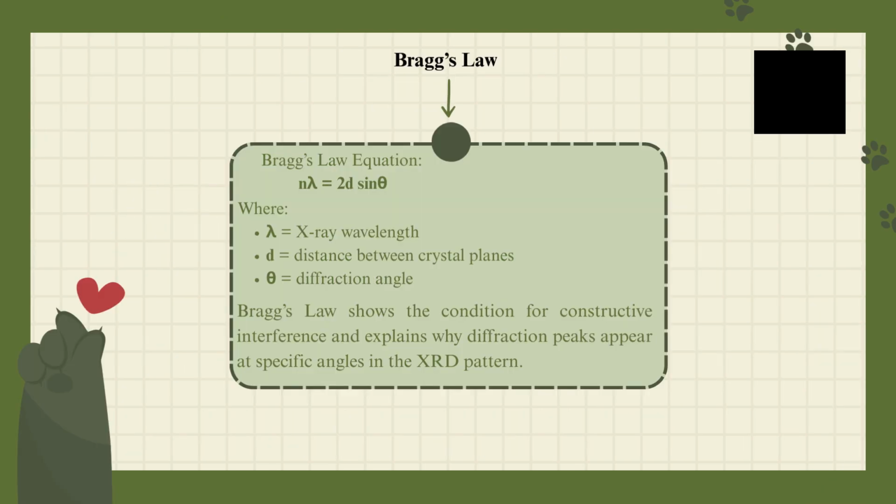Bragg's law explains the condition for X-ray diffraction. The equation is nλ = 2d sinθ, where λ is the X-ray wavelength, d is the distance between the crystal planes, and θ is the diffraction angle. This law explains why diffraction peaks appear at certain angles in an XRD pattern.